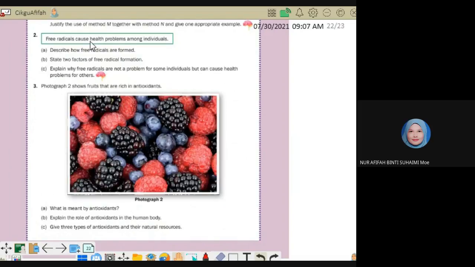Describe how free radicals are formed. Where do free radicals come from, or what is the meaning of free radical. Free radicals are atoms or molecules that lack one electron and become unstable and tend to attack another atom or molecule. So, two factors of free radical formation, internal and external. Why are free radicals not a problem for some individuals but can cause health problems for others? So, why?